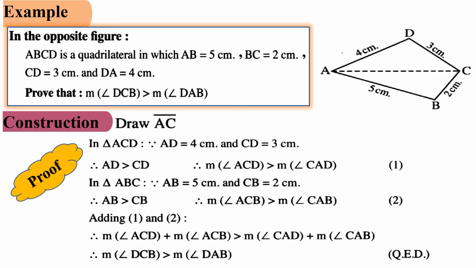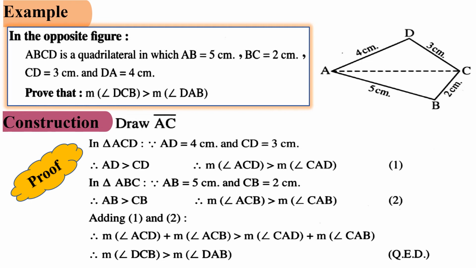Okay, after that, the proof. In triangle ACD, okay, look at the triangle ACD. Since AD equals 4 cm and CD equals 3 cm, then AD is greater than CD. Then measure of angle ACD, which is opposite to side AD, is greater than measure of angle CAD, which is opposite to side CD.